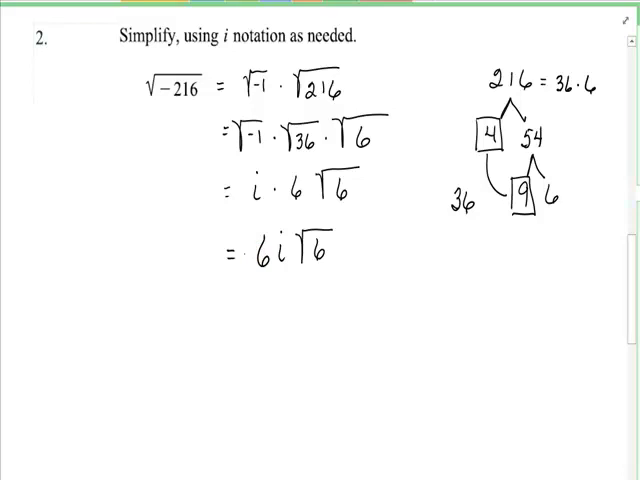All right, so that's how you simplify. We would not have had any trouble with just the square root of 216. The square root of 216 would have been 6 times the square root of 6. But the square root of -216 is 6i square root of 6. When you have a negative under the square root, you will always have an i in its simplified form.